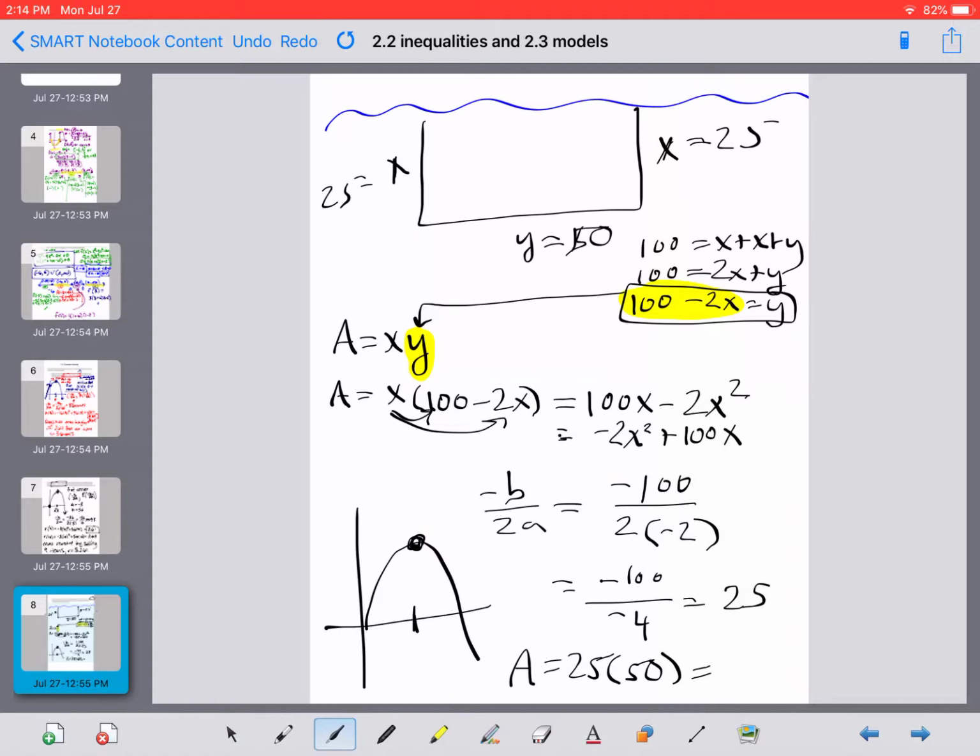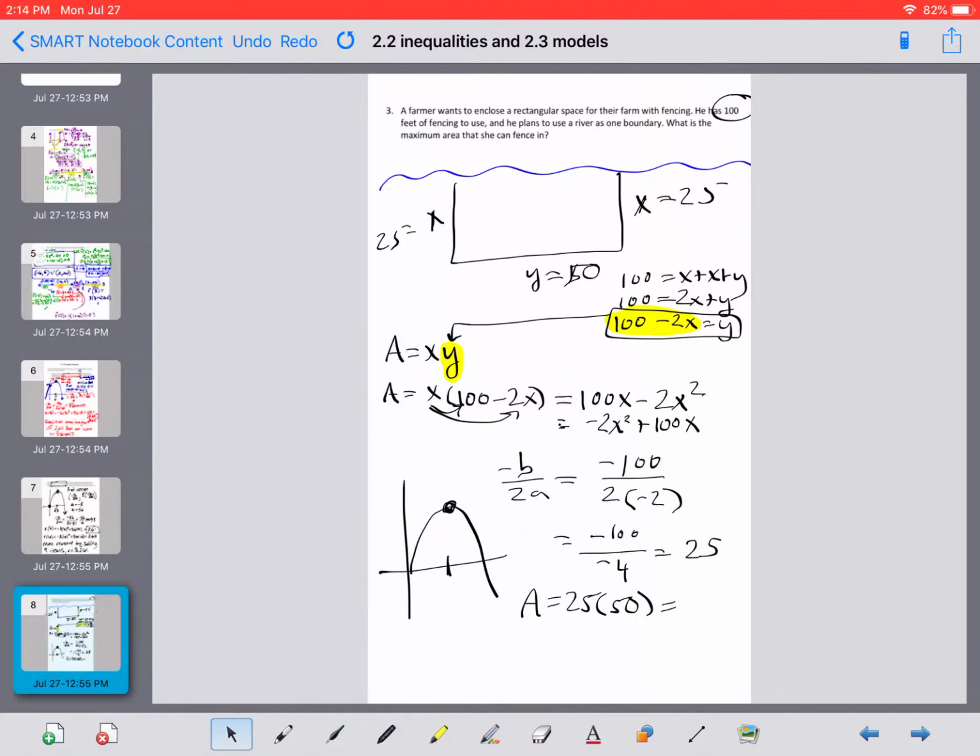So that would be 1250. All right, and so this gives you your maximum area.